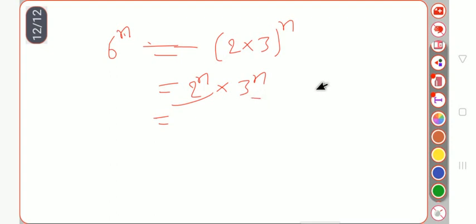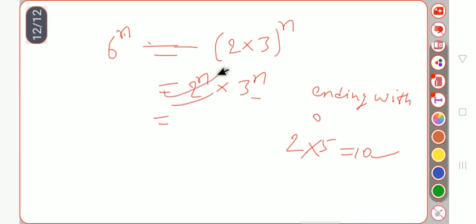So for ending with 0, as I already told, there should be at least 1 two and 1 five, because both will multiply and give 10. In the prime factorization of 6 to the power n there is only 2 and 3, 5 is absent, so it will not end with 0. So what will we write as the reason? We will write the reason like this: it is not ending with 0.